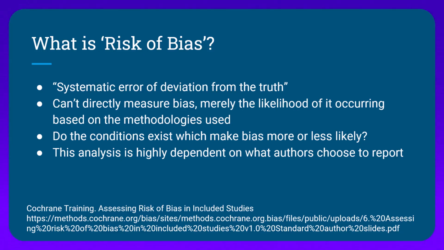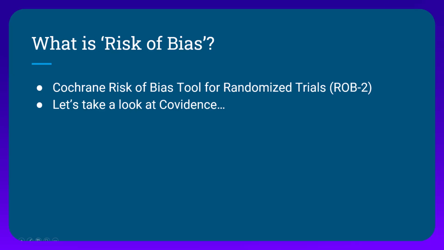It's also important to note that the success of this analysis is highly dependent on what the article authors report in their methods section. If the authors neglect to include critical information, it may not be possible to do a thorough or accurate risk of bias assessment. You will often see this represented when systematic review authors report the results of their risk of bias assessment. So let's dive in and look at one very common risk of bias tool, the Cochrane Risk of Bias 2, or ROB2 tool, which measures the likelihood of bias in published randomized controlled trials.